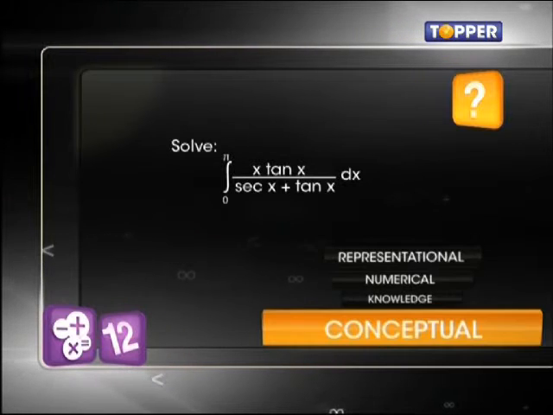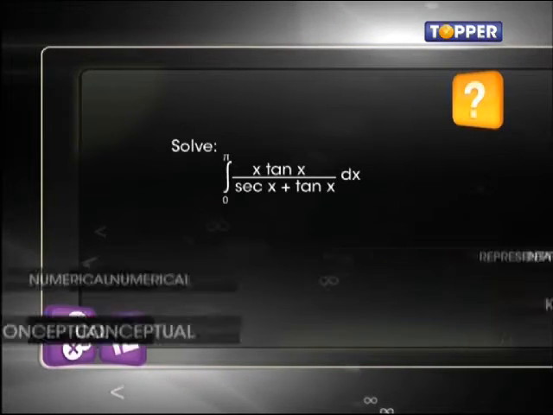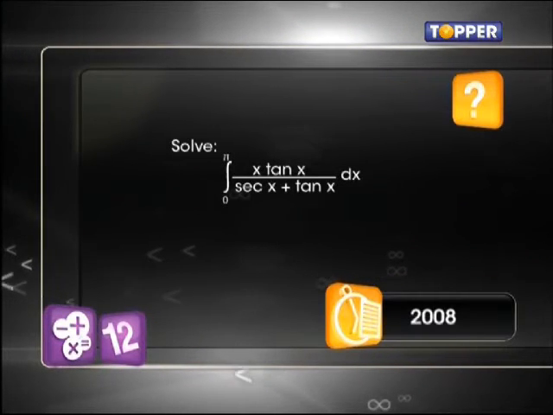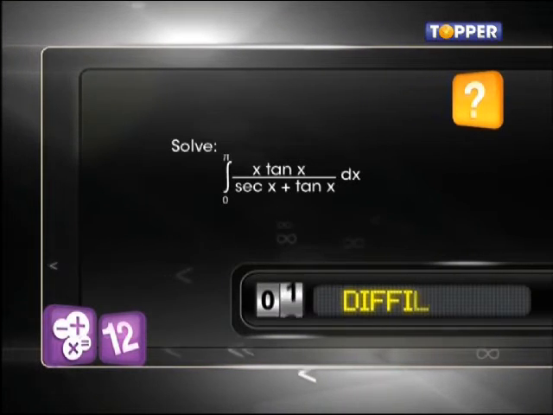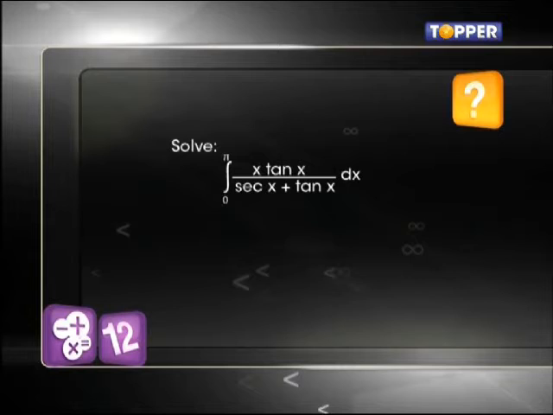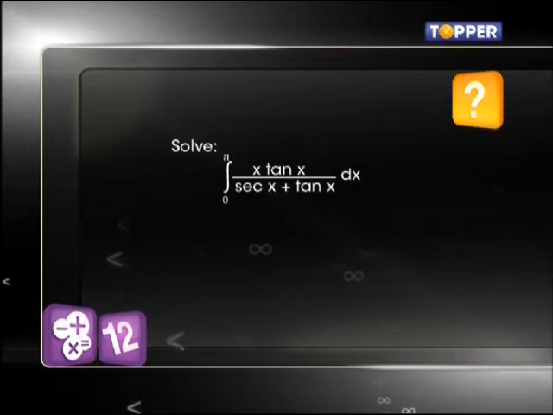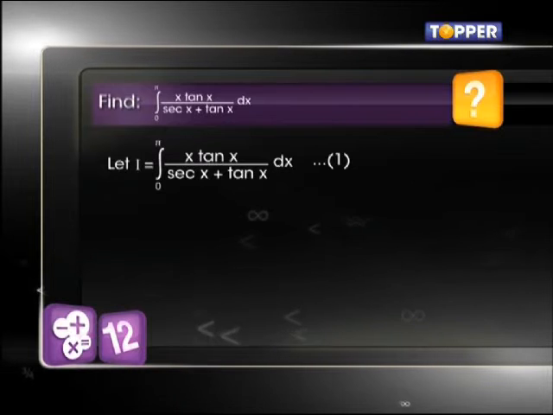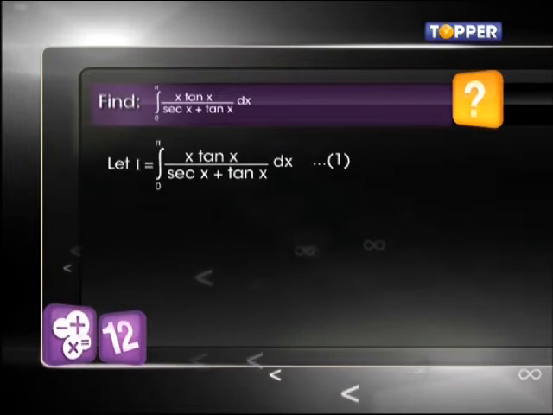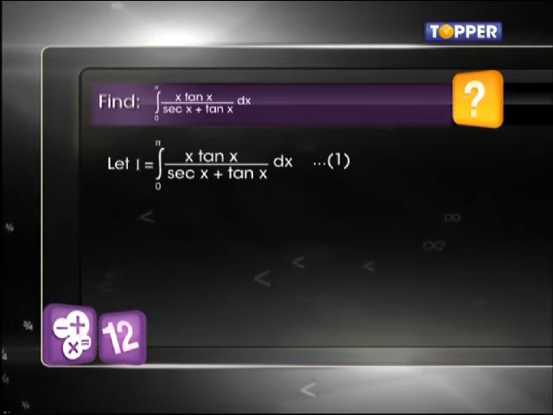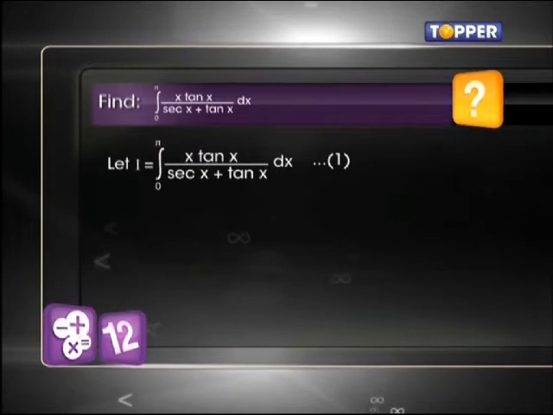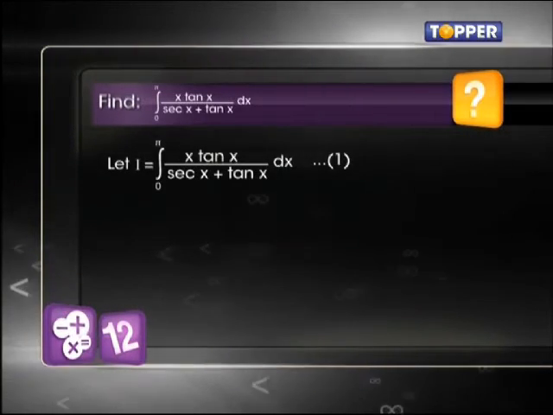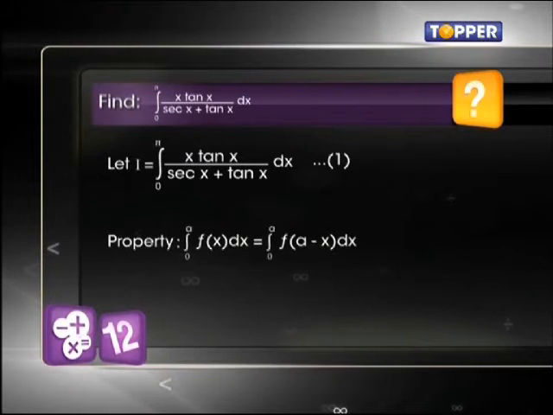This is a conceptual ability 6-mark question that appeared in the 2008 examination and uses both the formula of integration and properties of definite integral. It will test your comprehension as well as application of both. Solve the problem of definite integral of a given function x tan x upon sec x plus tan x within limits 0 to pi. Let's begin by naming the desired integral I and designate it as equation number 1.